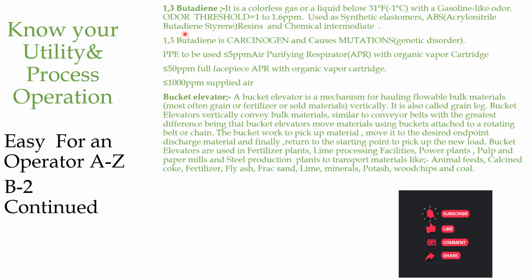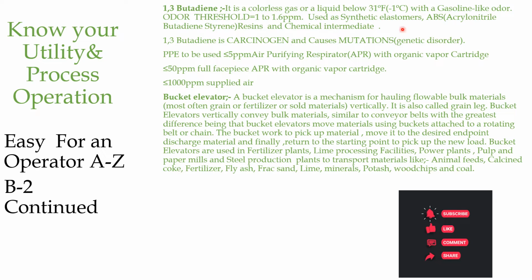Now we can see another important chemical starting with B, 1,3-butadiene. It is also a dangerous chemical like benzene. It is a colorless gas, or a liquid below 31 degrees Fahrenheit, that is minus 1 degree centigrade. It will be in liquid condition. It has a gasoline-like odor. Its water threshold is 1 to 1.6 ppm only.